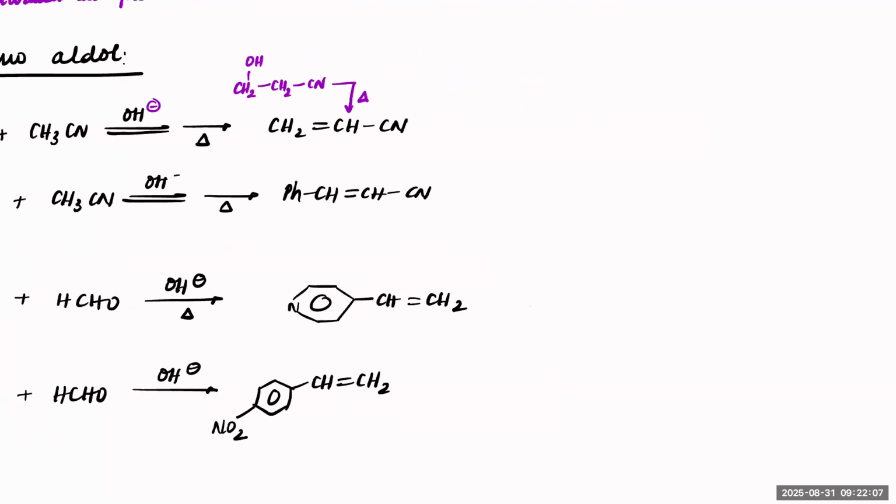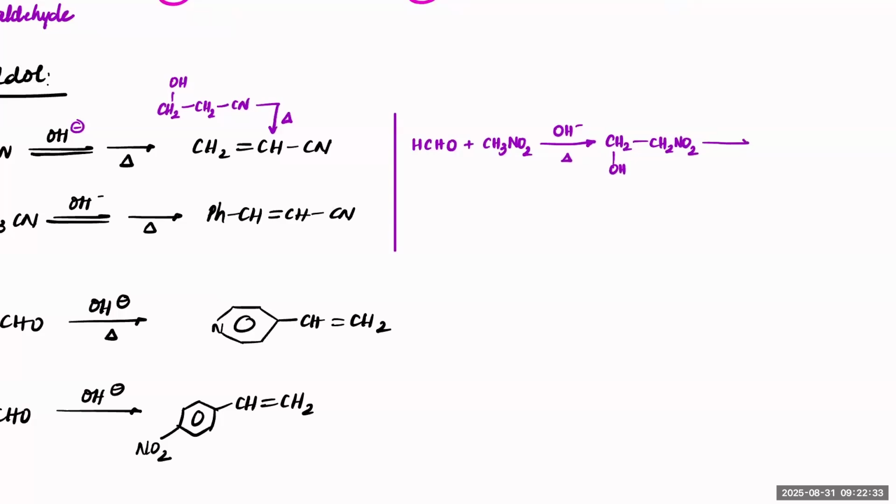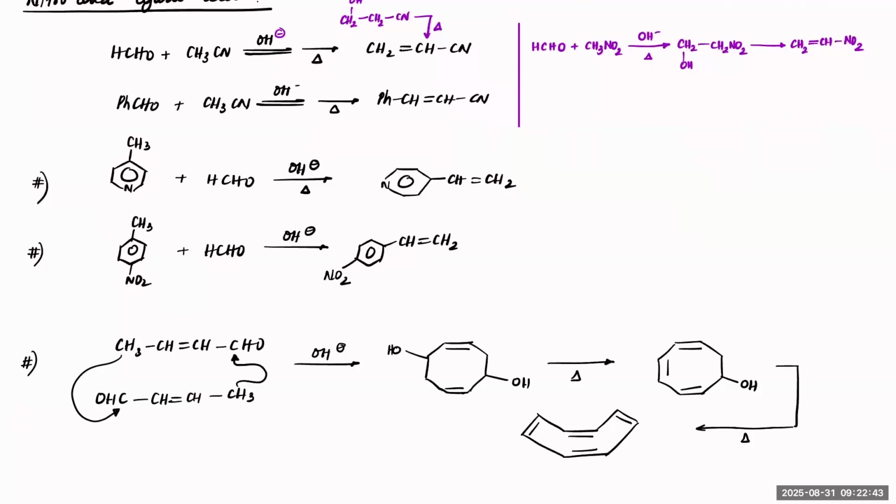Okay. I have not written the nitroaldol, but it is one and the same. Let me write down that nitroaldol also. So if you have HCHO plus CH3NO2 in the presence of OH minus and heat, first you will get CH2OH connected with CH2NO2. This will finally be observed as CH2=CHNO2. So that's how you'll have the nitro condensed aldol.